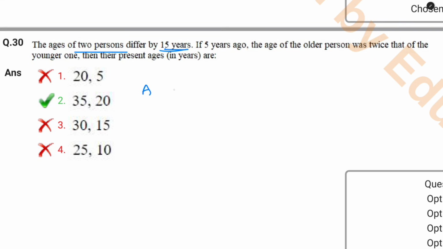Ages of two persons differ by 15 years. I am assuming a and b. So a minus b equal to 15 years. 5 years ago, the age of older person was twice that of younger one. Age of older person is a. So 5 years ago, it will be a minus 5. So this will be twice the age of younger one. So younger one will be b. So 5 years before, younger one age will be b minus 5.